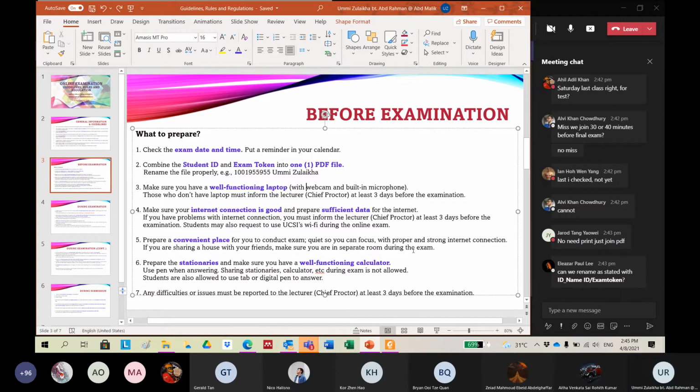Okay. Fourth, you have to make sure that your internet connection is good, and if you are using data, you have to prepare sufficient data. Prepare a card or whatsoever, make sure you have that. If you have problems with internet connection, you must inform me, the chief proctor, at least 3 days before the exam. Also, if you read the announcement, you may request to use UCSI Wi-Fi if you live nearby. If you're from Klang or whatsoever, I'm not sure. Try to find a place whereby you can have a good internet connection.